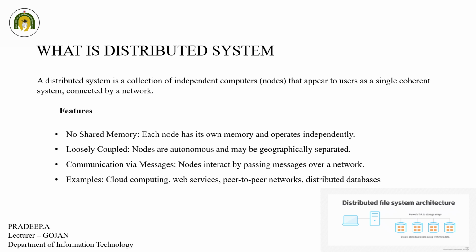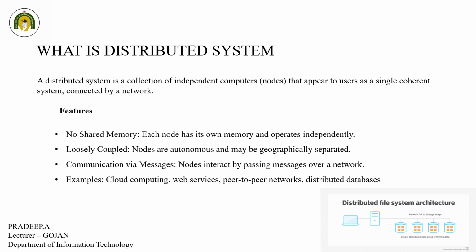Nodes are autonomous and may be geographically separated, which means the distributed computers will not be at the same location. Communication via messages: nodes interact by passing messages over a network by pinging method. Examples: cloud computing, web services, peer-to-peer networks and distributed databases.